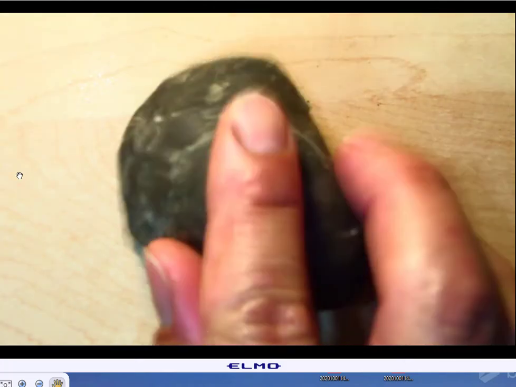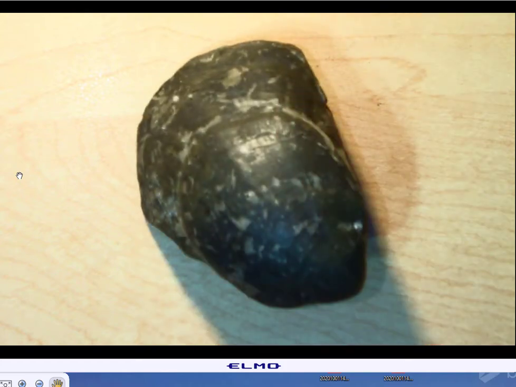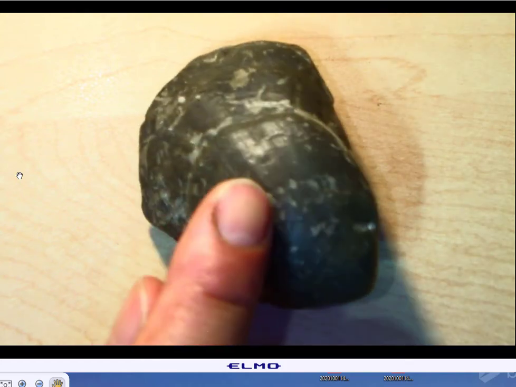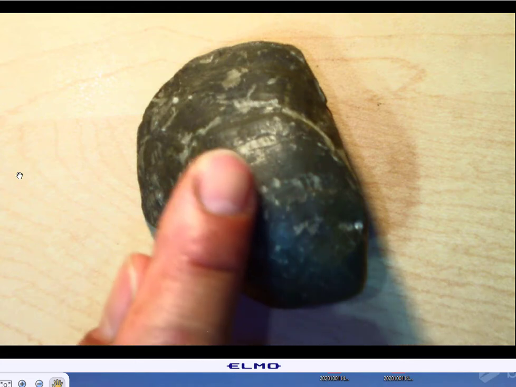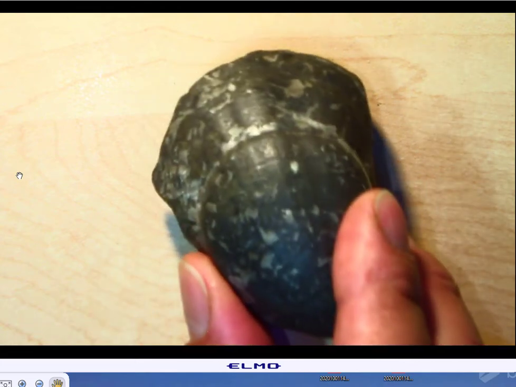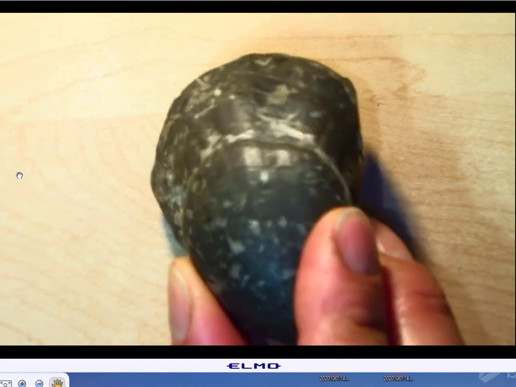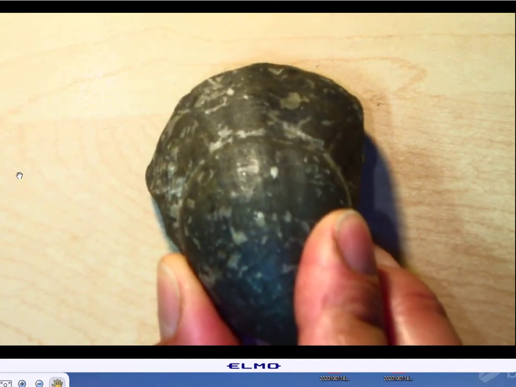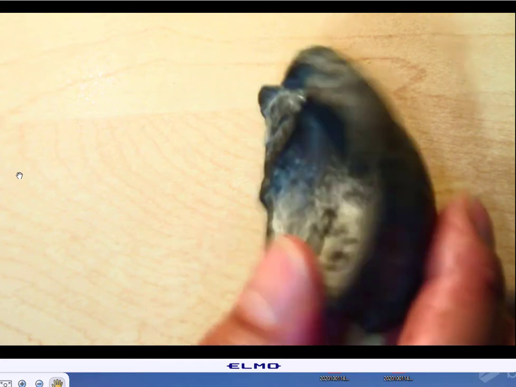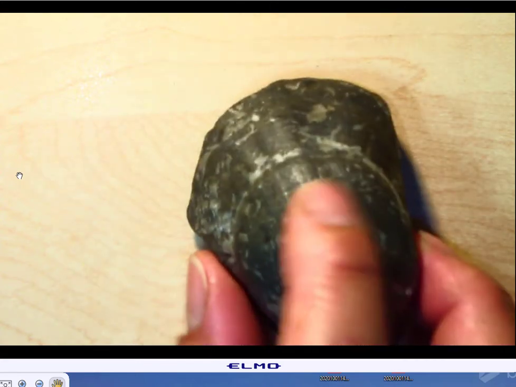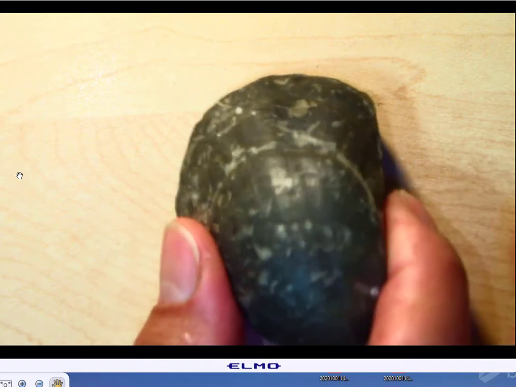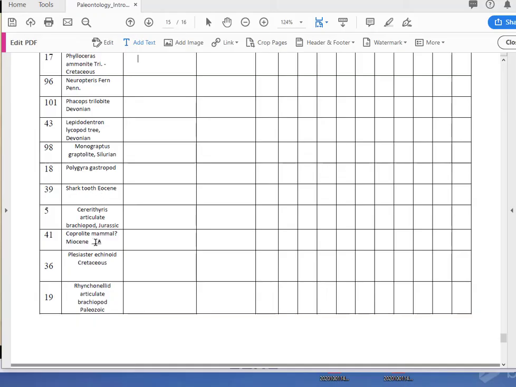So the mode of preservation is obviously there's some replacement. Because I can still see some of the fine details, you can see the growth patterns there. So there's still enough detail in the organism to tell me that it's replacement rather than recrystallization. And then I have both the internal mold here and the external mold over here. Now your job is to tell me what type of environment this organism lived in. So that's that sample.